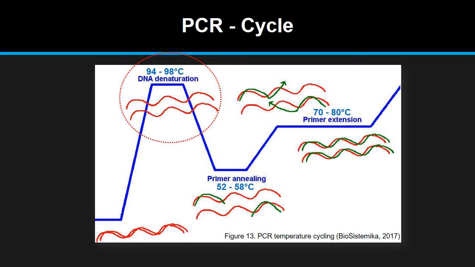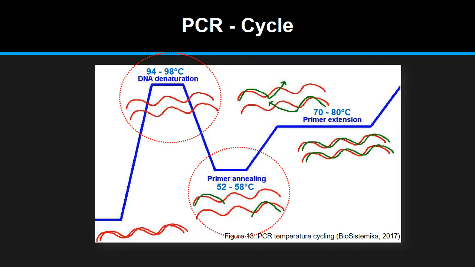The temperature is then brought down to 50-58 degrees, which allows the synthetic primers to form hydrogen bonds with their matching sequences on both 5' and 3' ends of the template sequence, which limits the sequence to be replicated, a step that is called primer annealing.